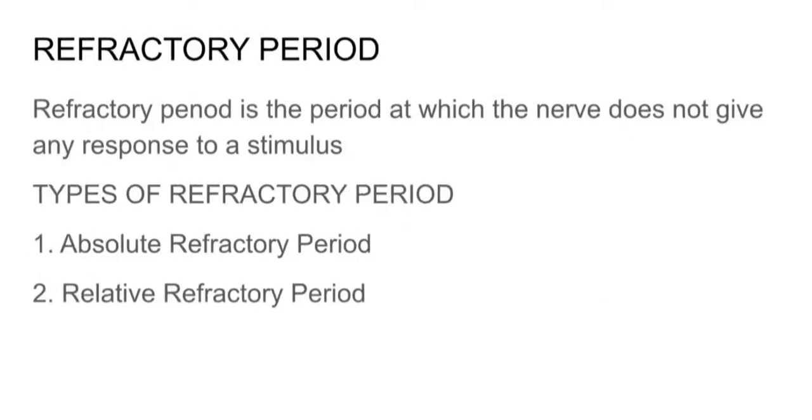Refractory period. Refractory period is the period in which the nerve does not give any response to the stimulus. Types of refractory periods. There are two types of refractory periods: absolute refractory period and relative refractory period.